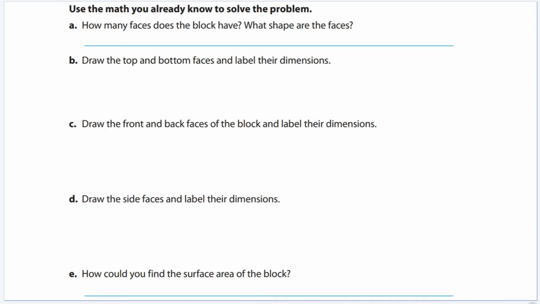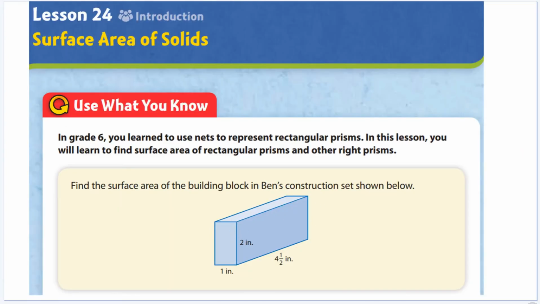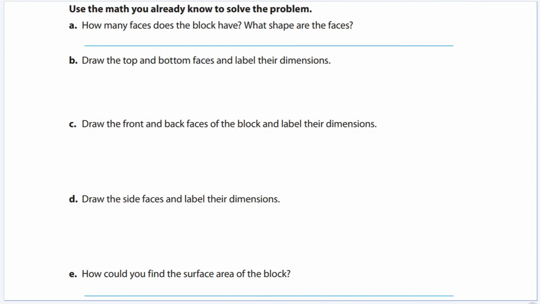Question A. How many faces does the block have? What shape are the faces? And again, let me go back for a sec. How many faces does this have? And what shape are they? Draw the top and bottom faces and label the dimensions. Draw the front and back faces of the block and label their dimensions. Draw the side faces and label their dimensions. And how could you find the surface area of the block? All right. If you can solve the first 4 questions, A, B, C, and D, E should be somewhat explanatory.